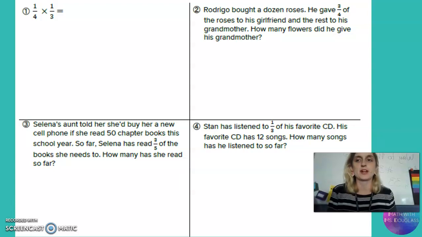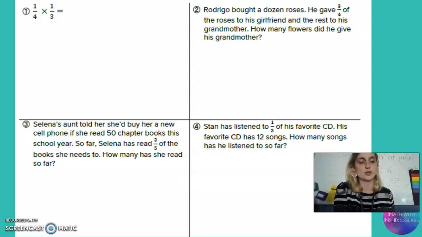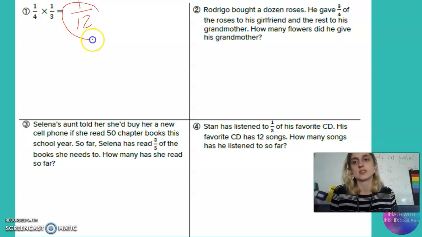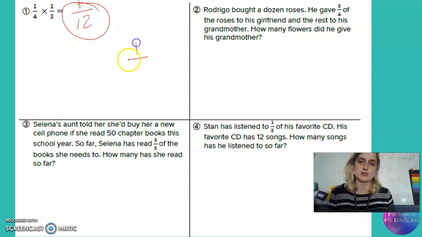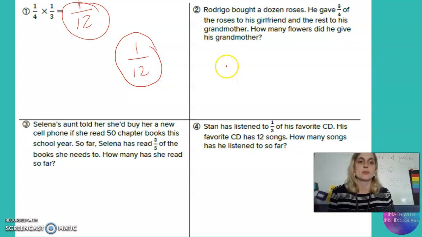All right, today we multiplied fractions. When you have two fractions, you can just multiply them, numerator times numerator. Like here we have 1 times 1, which is 1. And denominator times denominator. 4 times 3 is 12. Ta-da! Oops, maybe I should have written it and circled it a little bit better. 1/12. Not so bad.